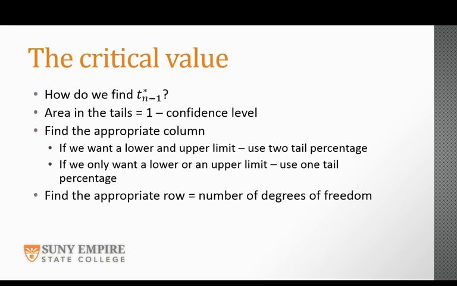Next, we need to determine the appropriate rho, which is the number of degrees of freedom. Recall that the degrees of freedom is 1 less than the sample size. We can then find our critical t-value by finding the intersection of the row and column. Now that we have seen the general process, let's look at an example.